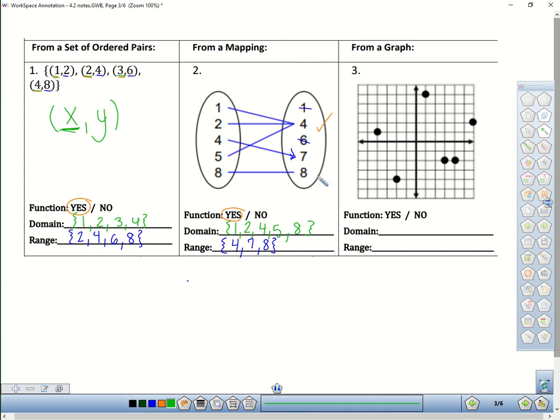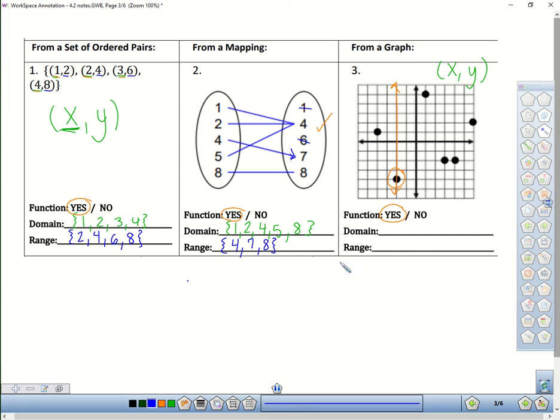So this is where we're going to have to be able to identify an ordered pair from the graph in the form x comma y. So first thing we want to determine is, is this a function? Who thinks it is a function? Good. You guys are right. It is a function because it passes the vertical line test. There's nowhere that I could draw a vertical line where my function would hit more than one point, right?